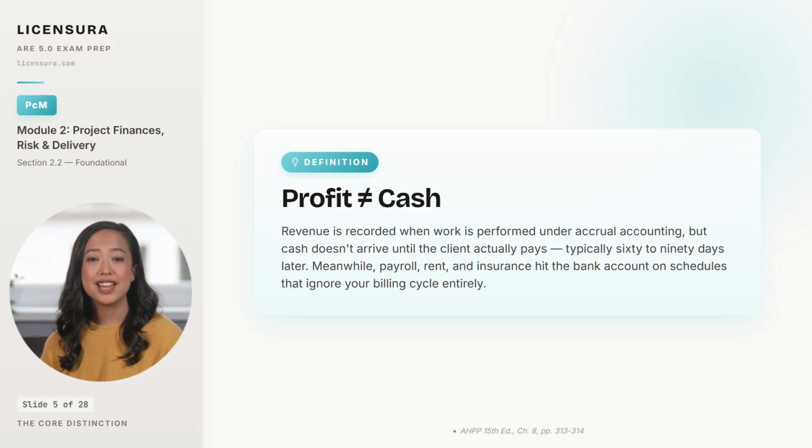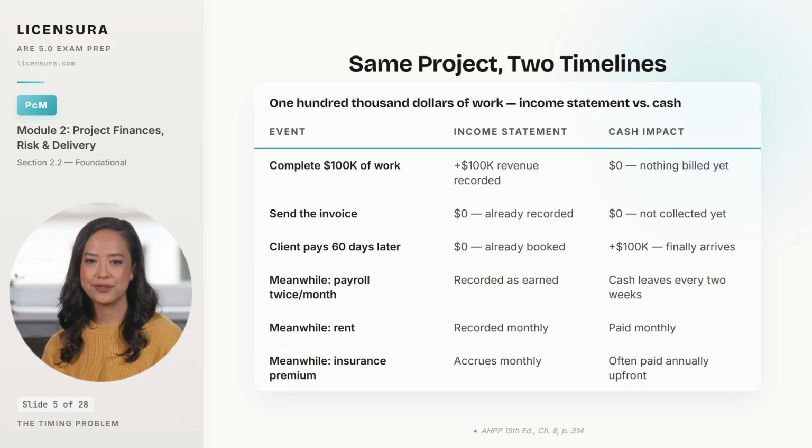The clearest way to see the gap is to follow a single $100,000 project through the books. Walk through $100,000 of project work and watch the two timelines diverge. The week the team completes the work, the income statement records $100,000 of revenue, and the firm looks more profitable. Cash impact at that moment is zero, because nothing has been billed. A few days later, the invoice goes out. Again, no change to the income statement because the revenue was already booked, and still no cash. The client pays 60 days after that, which is when the bank account finally sees the $100,000.